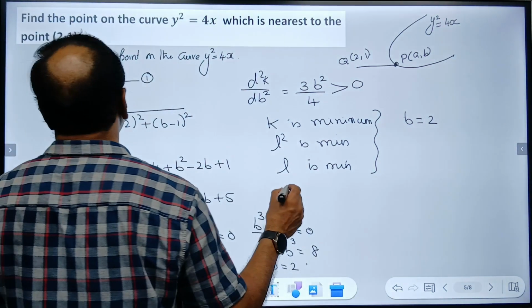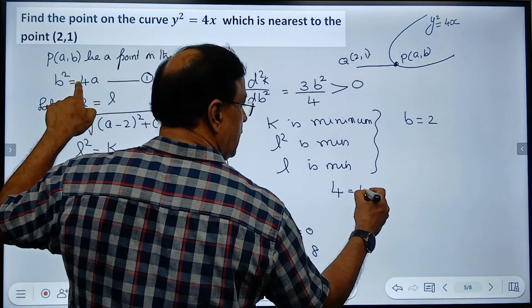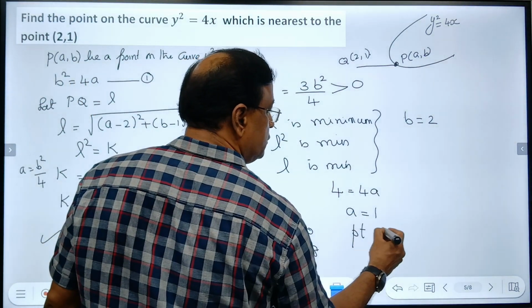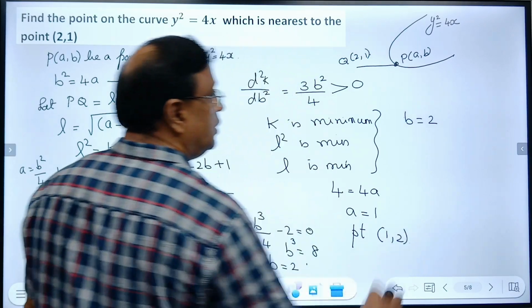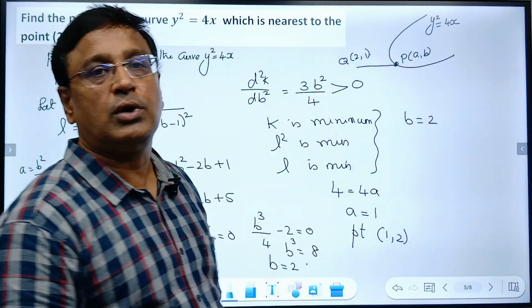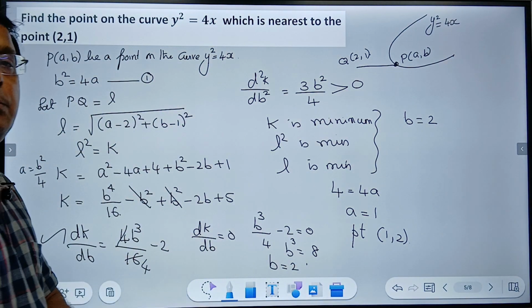Now when b is 2, what is a? 4 equal to 4a. Therefore a equal to 1. So what's the point? The point should be (1, 2). So (1, 2) is a point on the curve which is nearest to (2, 1). Simple, but very, very important type of question. Okay.